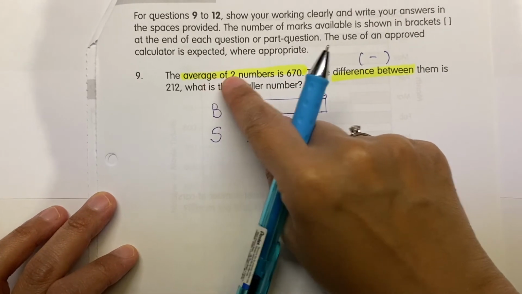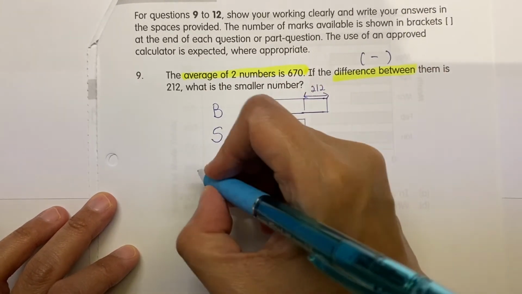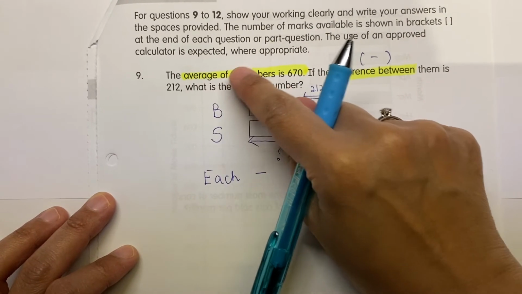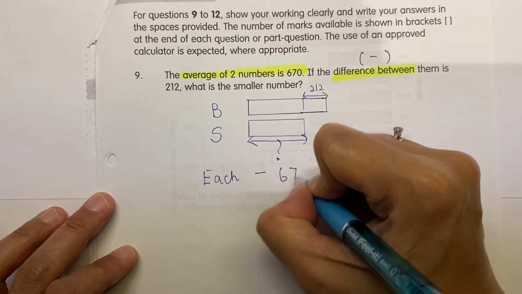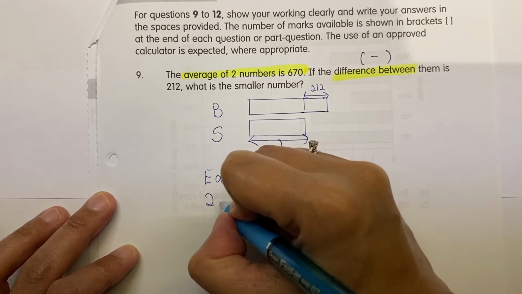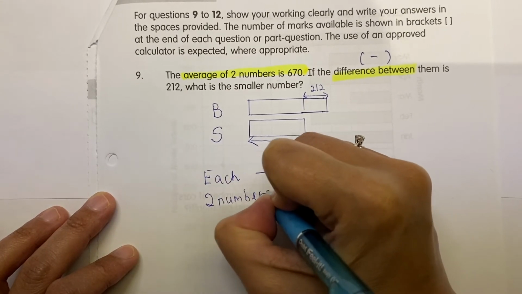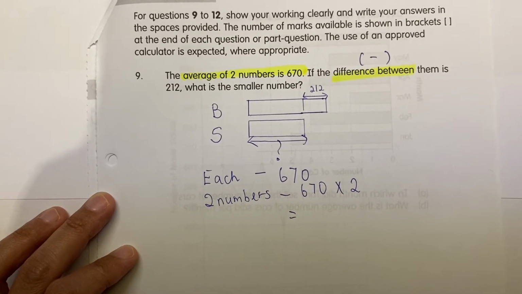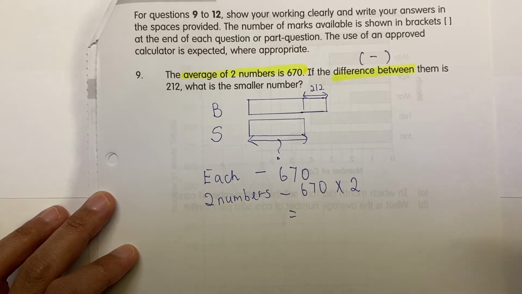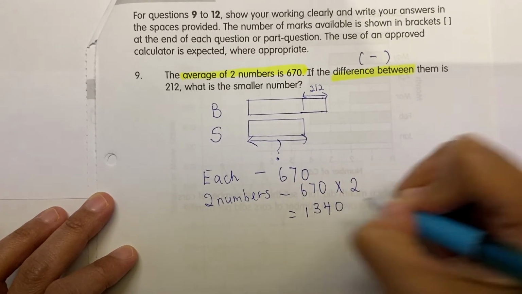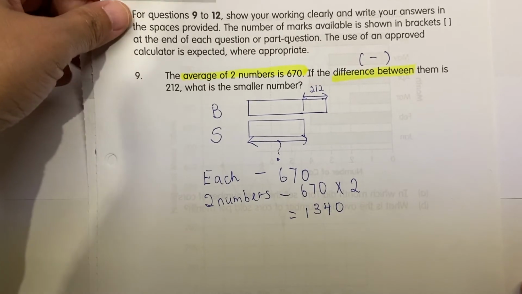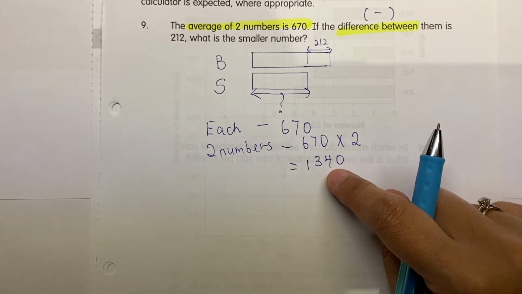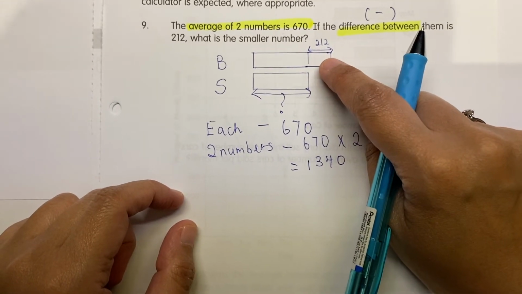Now they say average of 2 numbers is 670. So average means 1, all right, average of 2 numbers meaning one number is 670. So if you have 2 numbers, 670 times 2. Okay, so that will be 1340.